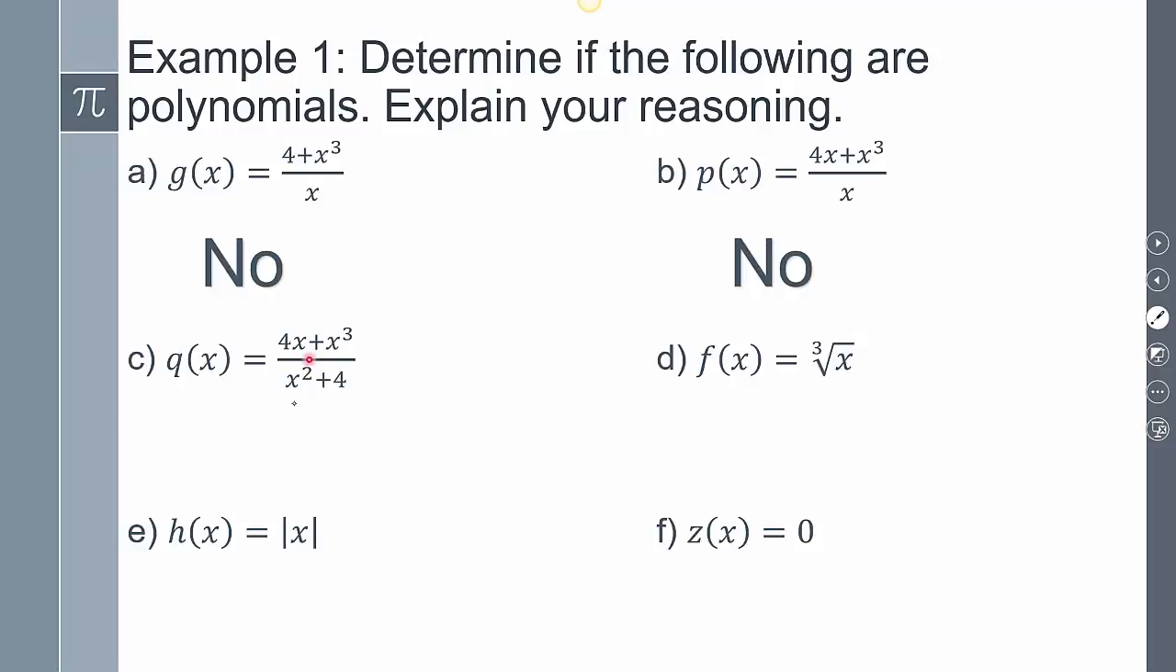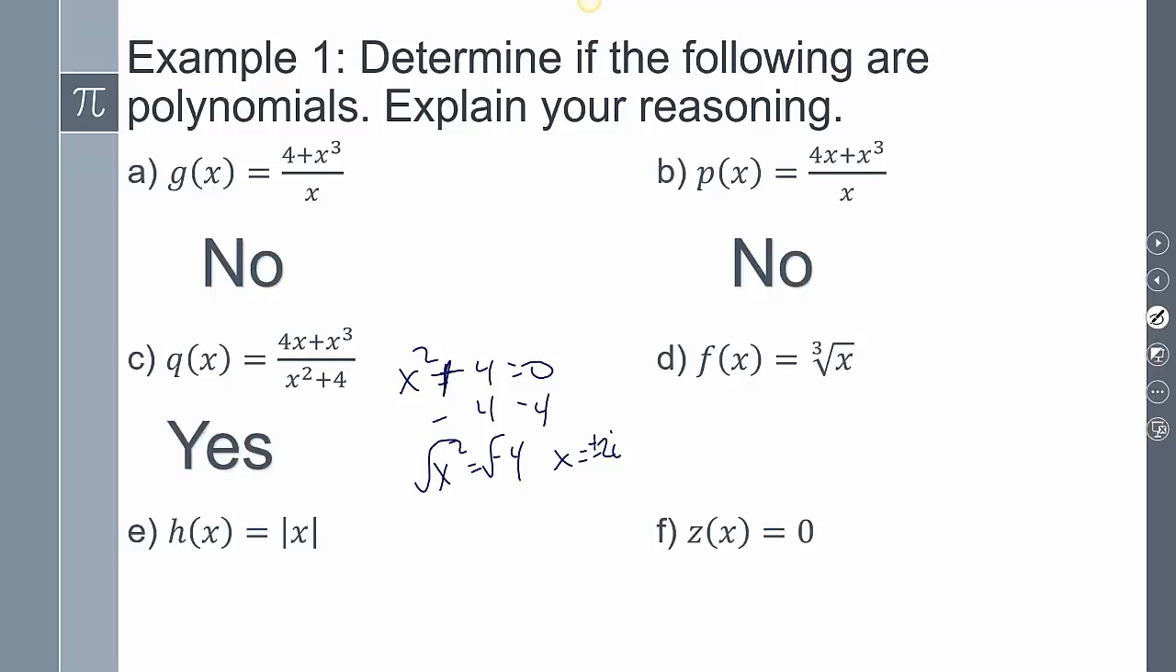Now we're thinking, oh, we're dividing by x's. Therefore, if I'm dividing by an x, it must not be a polynomial. Well, if I set this equal to 0 and try to solve for it, x squared plus 4 equals 0. Well, minus 4 on both sides, I get x squared equals negative 4. Square root, I get x equals plus or minus 2i. Well, that's an imaginary value, so there's no real solution for that. So there's no contradiction to my domain, which in turn makes it a polynomial.